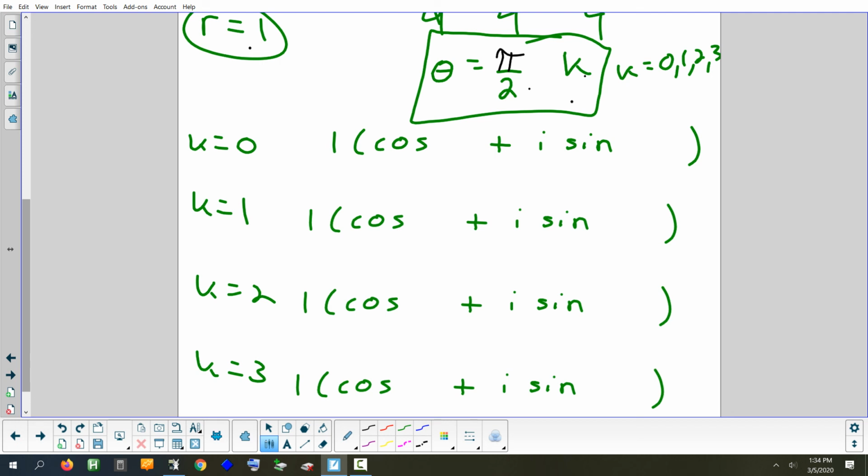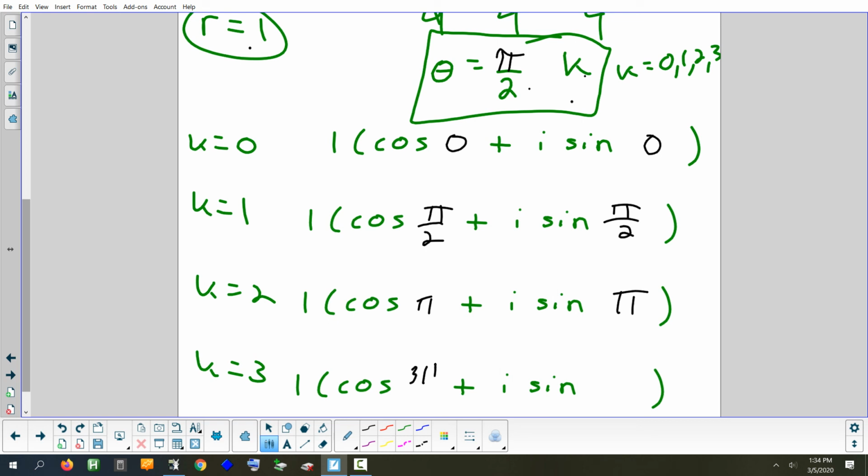It's really pi over 2. So it's 0. Next one is when you let k equal 1. What's pi over 2 times 1? Pi over 2. And that is your second answer. What's pi over 2 times 2? Pi. And that's your third answer. What's pi over 2 times 3?